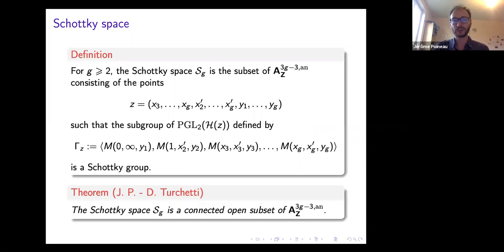But it turns out that if you actually use this definition and you just keep in your space the points that give rise to Schottky groups in those two pretty different senses, then the space you get has some analytic structure. It is an open subset of some affine analytic space over Z, and even a connected space, actually. I'm not going to go into the proof of it, but the proof is actually quite natural. Let me say it in one or two words.